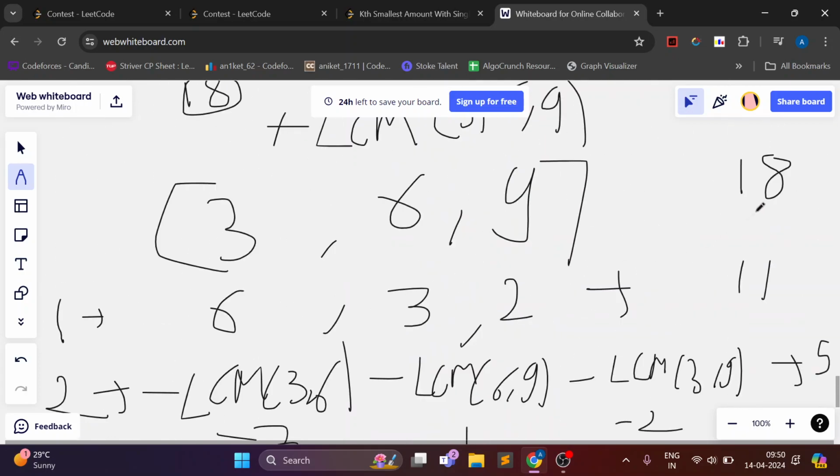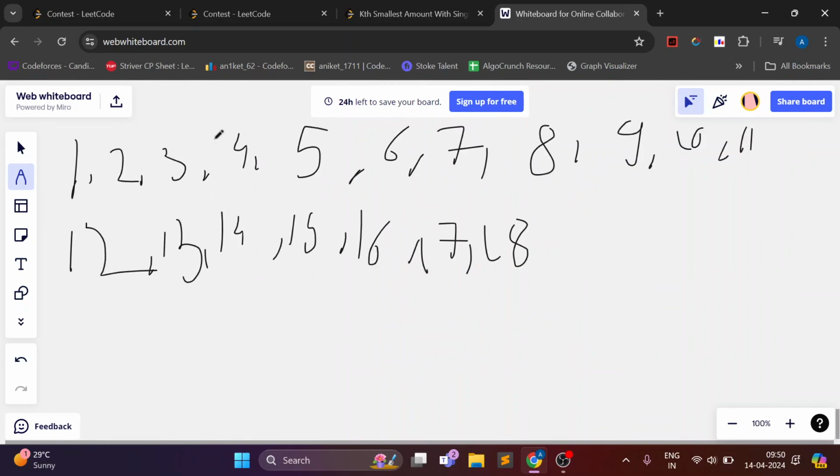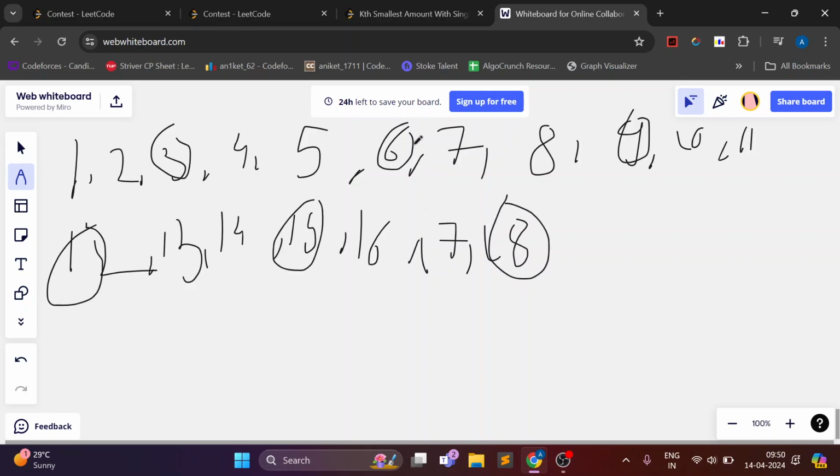Now what we have to find? We have to find all the multiples of 3, 6, 9. So for first 3, I will mark 3, 6, 9, 12, 15, and 18. Now for 6, 6 is already marked, 12 is also marked, 18 also marked. For 9, 9 is marked, 18 is marked. So there are 6 marked elements. So the answer here is 6.